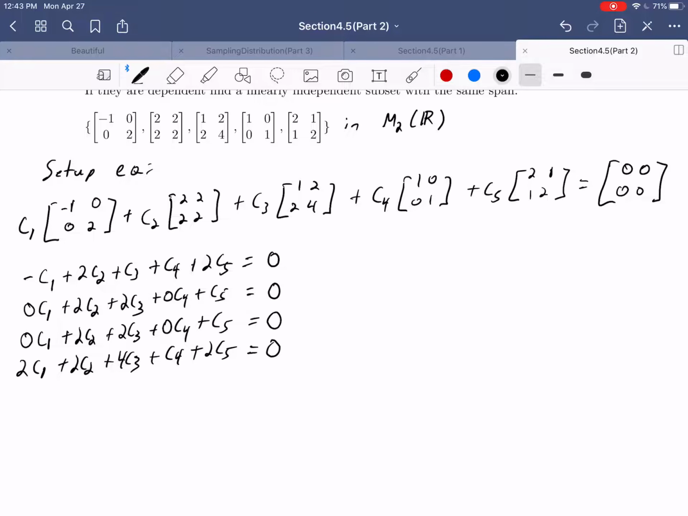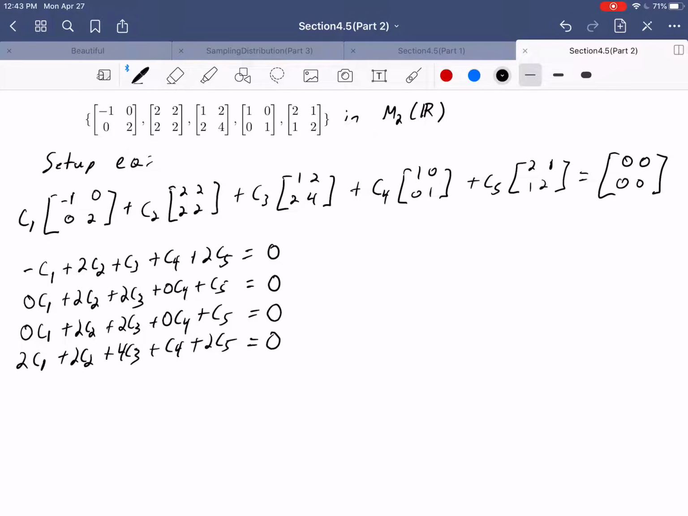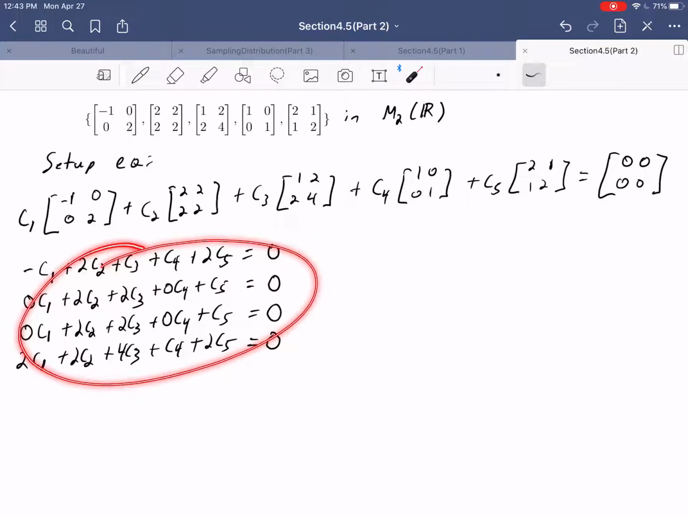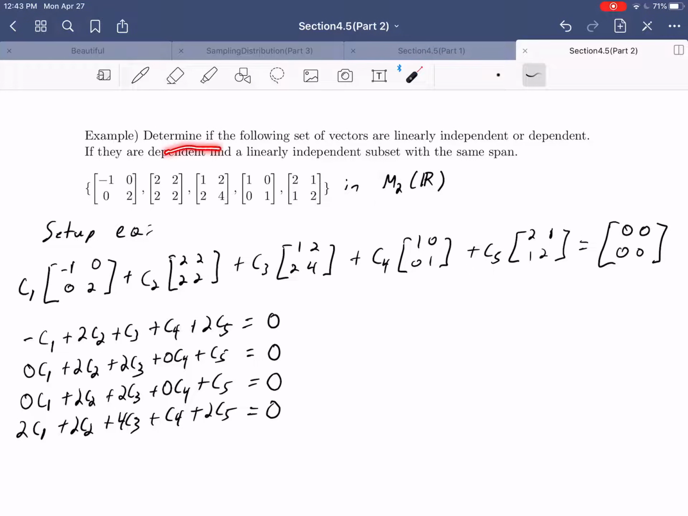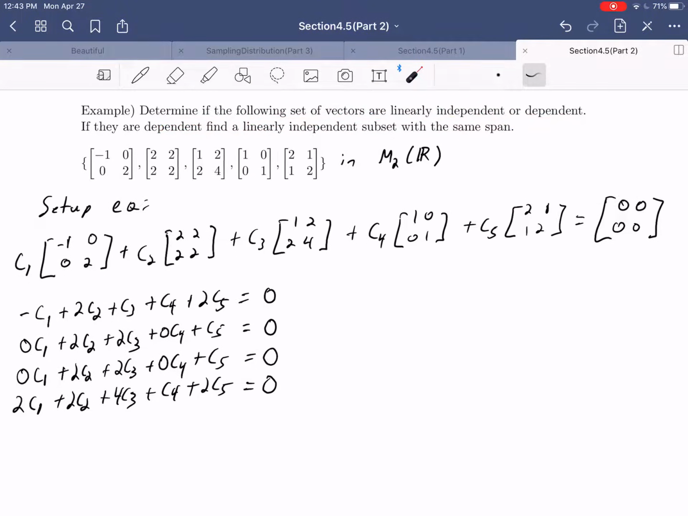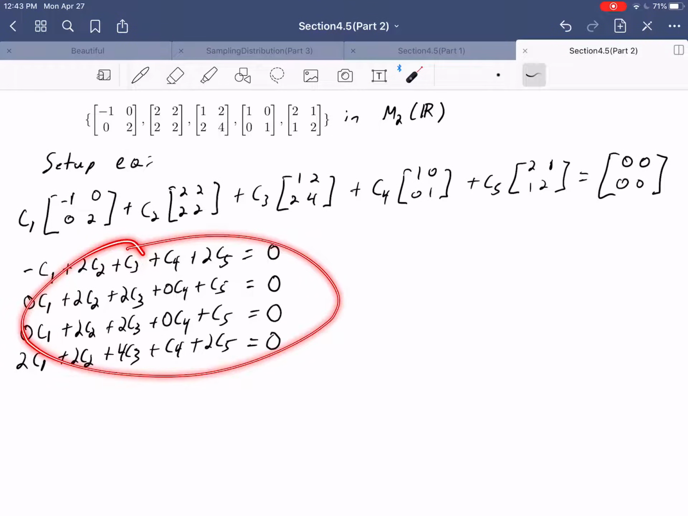Okay, now we are going to put this into augmented matrix form and talk about that. But I want you to realize that if the question was only to determine if the following set of vectors are linearly independent or dependent, you could do it right from here.